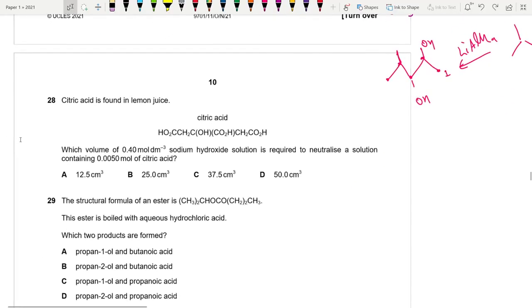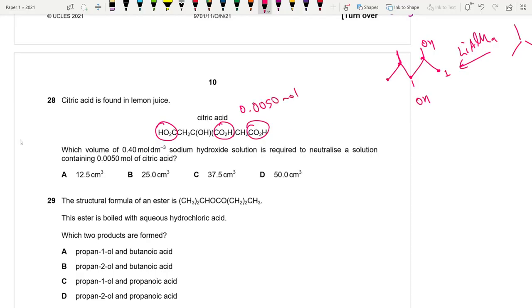Last few ones. Citric acid is found in lemon juice. Which volume of 0.4 mole per dm cube sodium hydroxide solution is required to neutralize a solution containing this? Okay. So remember, sodium hydroxide can't react with alcohols. It will only react with carboxylic acid groups. There are 3 carboxylic acid groups in citric acid.